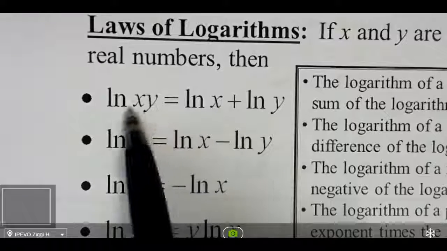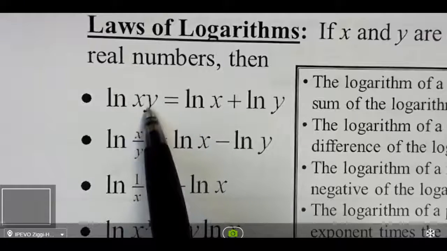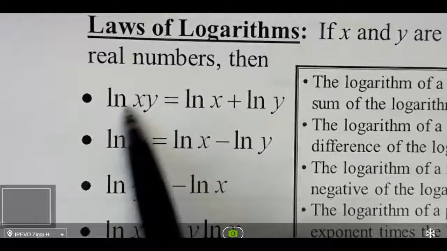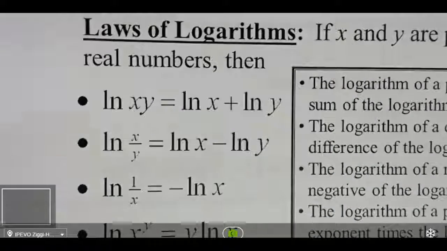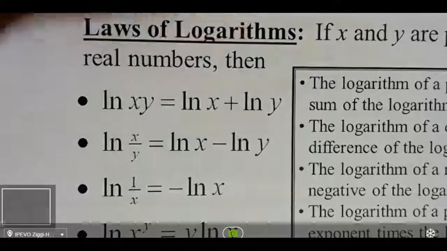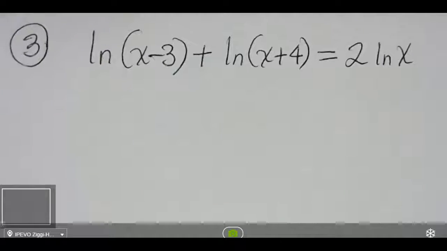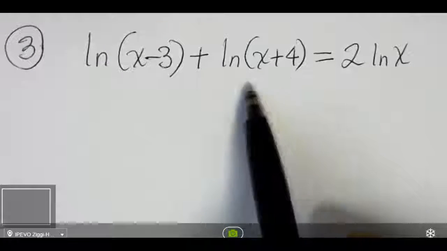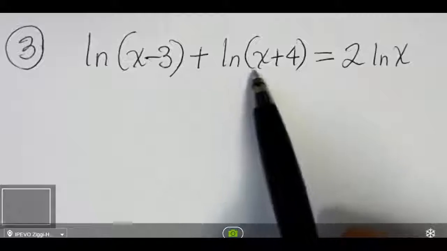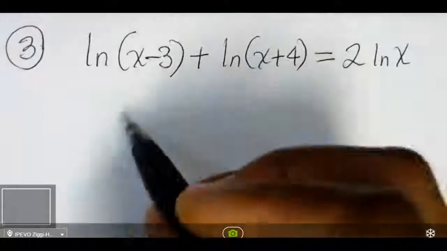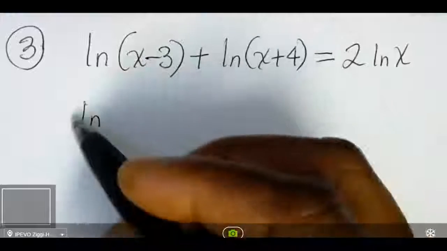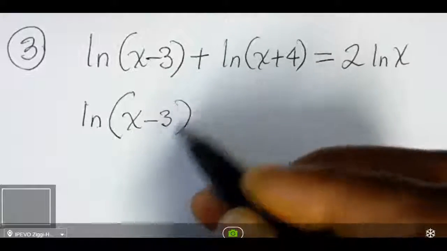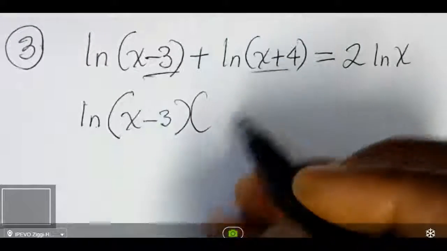All right, let's look at another problem with natural log, where we can apply the rule of multiplication and addition. Whenever you're adding two natural logs, you can multiply them, and vice versa. So let's look at this problem with that. Here we have the natural log of this plus the natural log of this equals that. Since we are adding them, we can just multiply them. So we can multiply this times that.